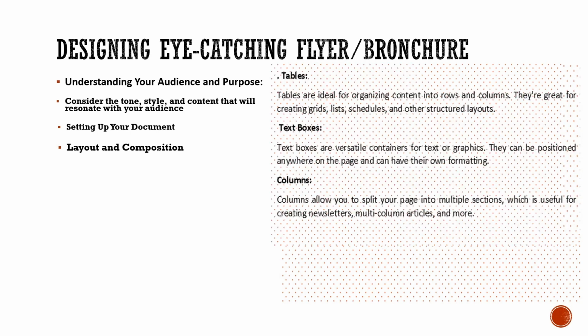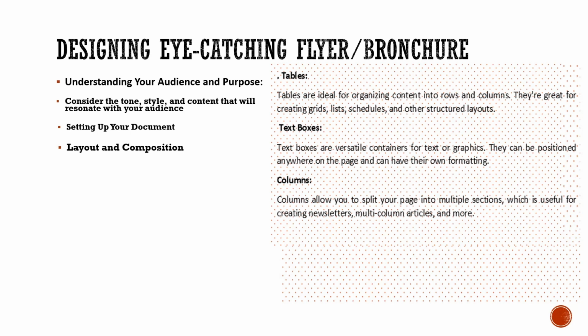Now, tables. Tables are ideal for organizing content into rows and columns. They are great for creating grids, lists, schedules, and other structured layouts. To insert a table, all you just need to do is to place a cursor where you want the table to be inserted, go to the Insert tab, click on Table, and the drop-down window will appear. We will do all that, but what I just want us to pay attention to is that the tables, text boxes, and columns are what we use in designing the flyer or the brochure.